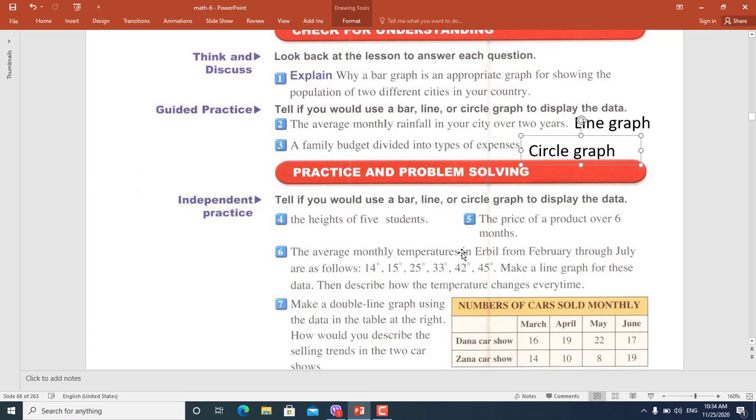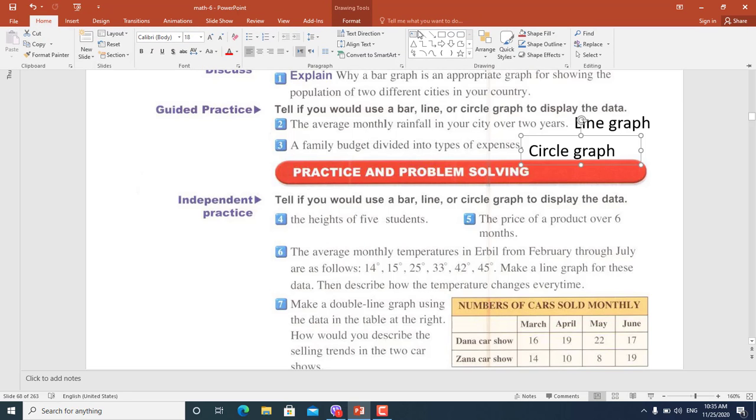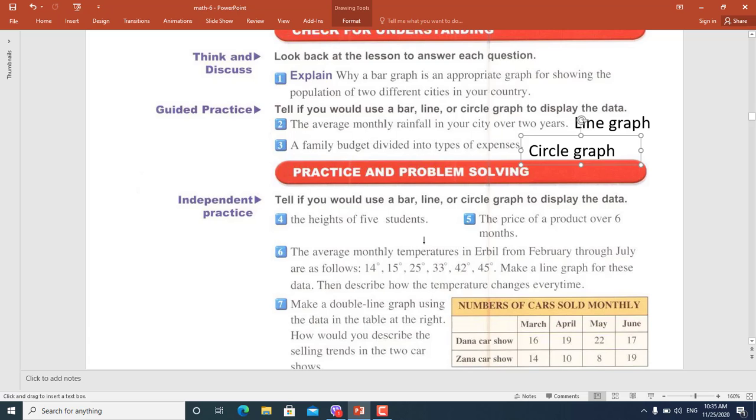And for numbers 4 and 5. Number 4, the heights of 5 students. Height is countable data, it doesn't change, we don't have time, so we use a bar graph. Number 5, the price of a product over 6 months. We have 6 months, so the data changes over time. It is a line graph.